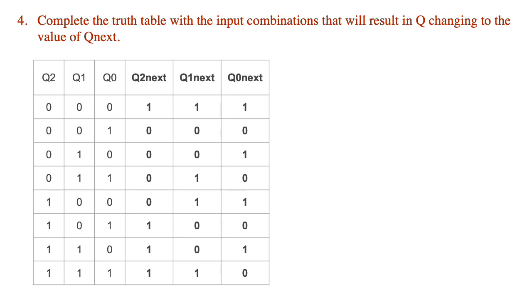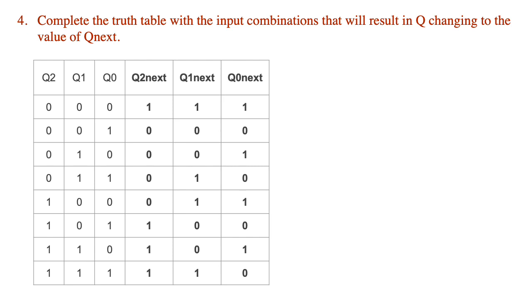Now our state table so far shows the value of Q and Q next for each of the flip-flops we're using. The next step is to add columns for the input combinations that will result in this transition between Q and Q next for each flip-flop. So we're going to need a total of 3 columns: one for D2, then for D1, and finally for D0.